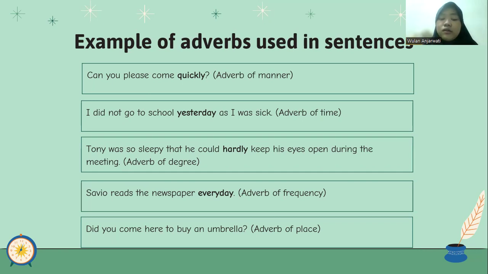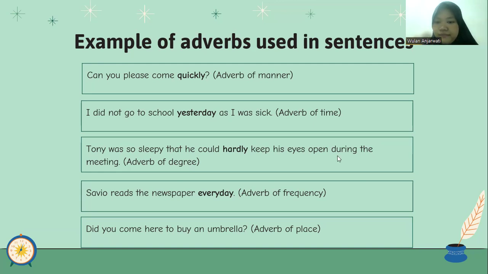Sabio read the newspaper every day. And the word every day is an adverb of frequency. And did you come here to buy an umbrella? The word here is an adverb of place.